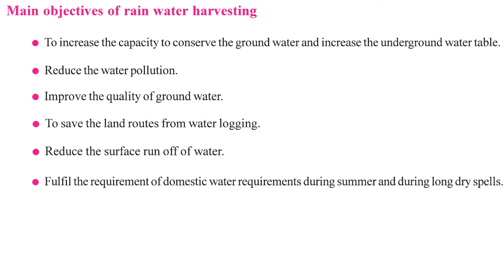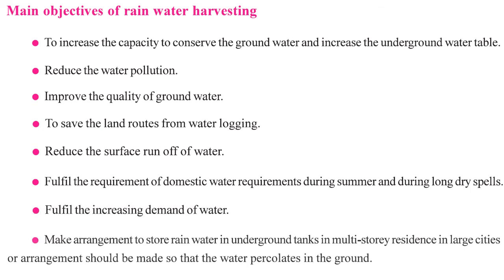Sometimes there is a lack of sufficient rains and the summer is lengthened. At that time the water which has been stored from the rain can be used for domestic as well as industrial purposes. Fulfill the increasing demand of water. Make arrangements to store rainwater in underground tanks in multi-story residences in large cities, or arrangements should be made so that the water percolates in the ground.